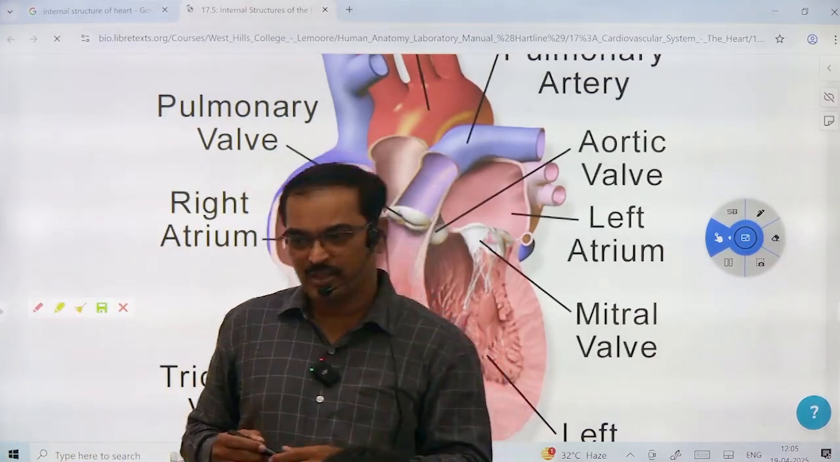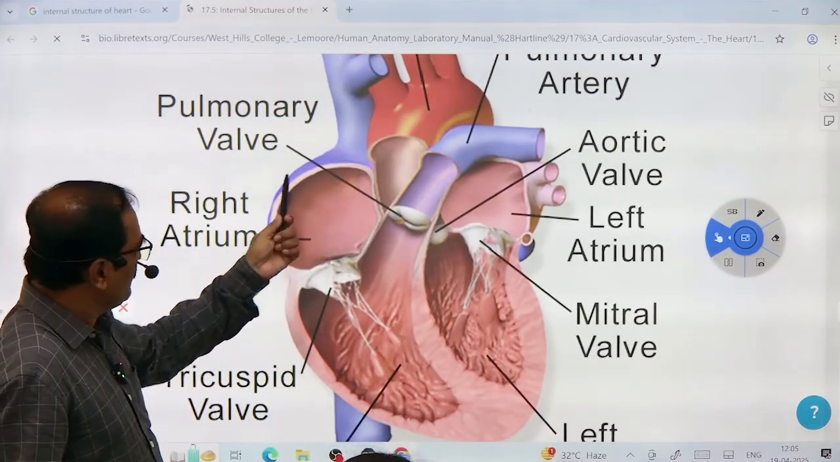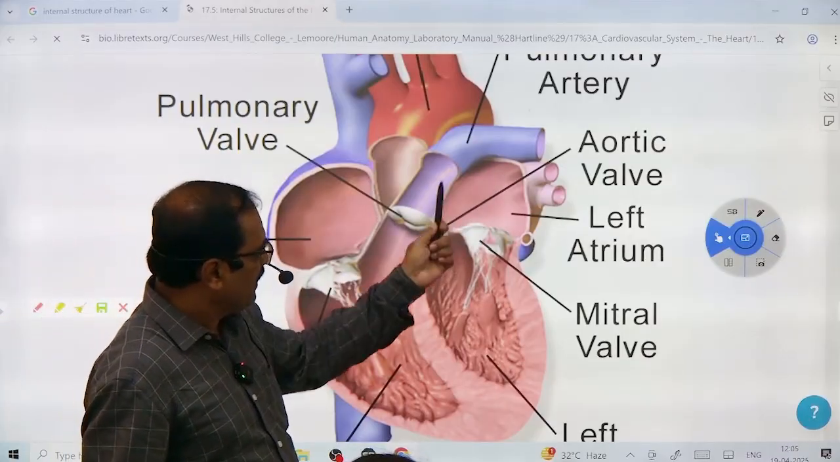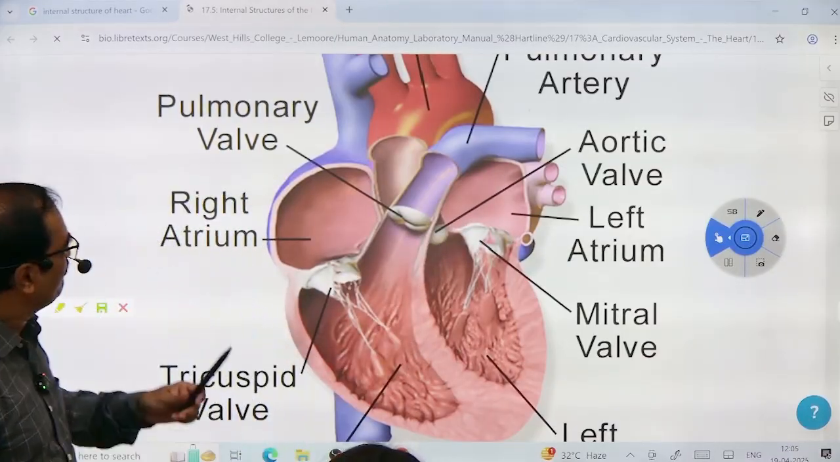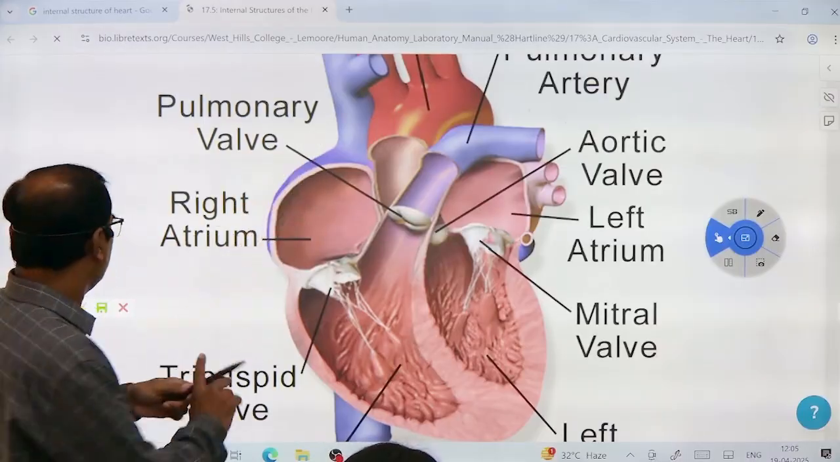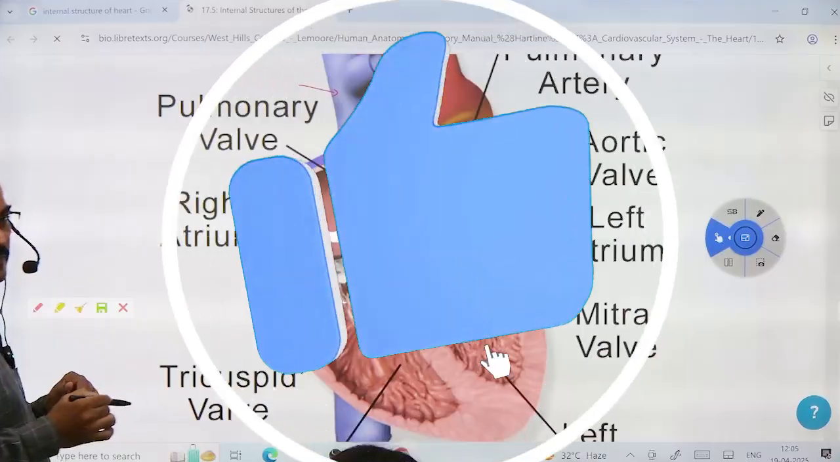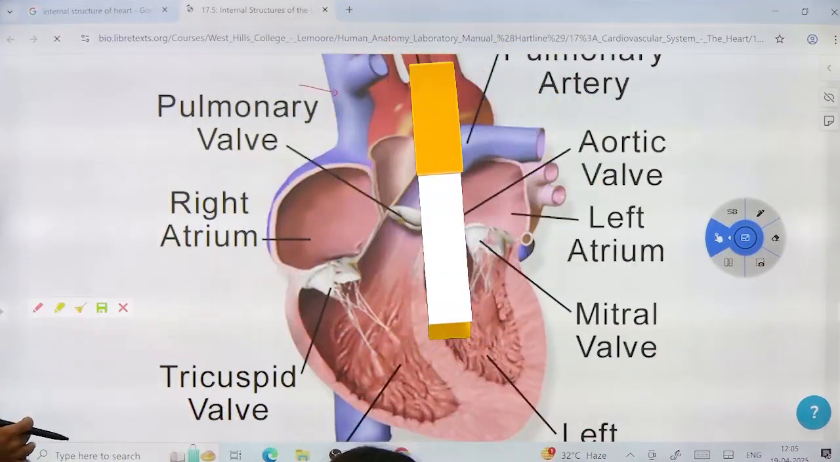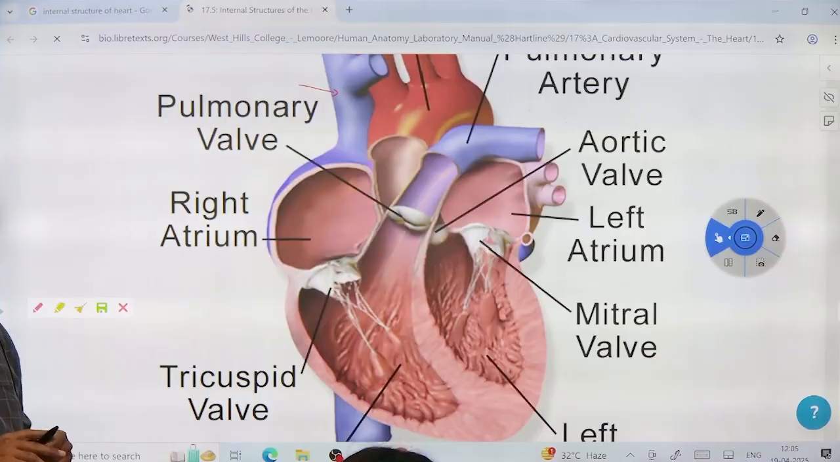So the human heart is how many chambered? Four chambered. So, which are these? Right atrium, left atrium, left ventricle. Okay. What is the name of this structure? What is the function? It carries blood from the upper part.